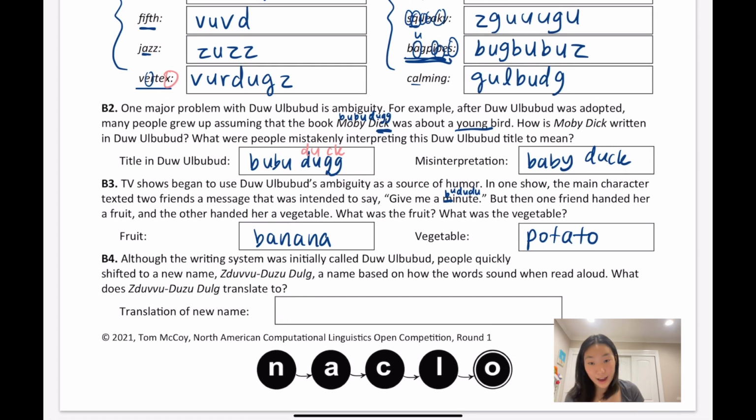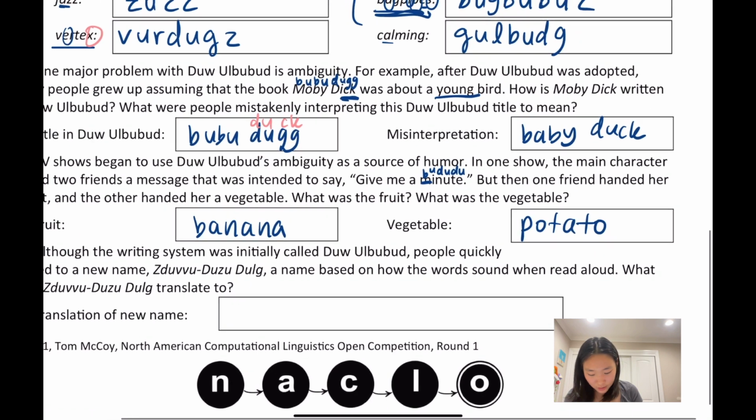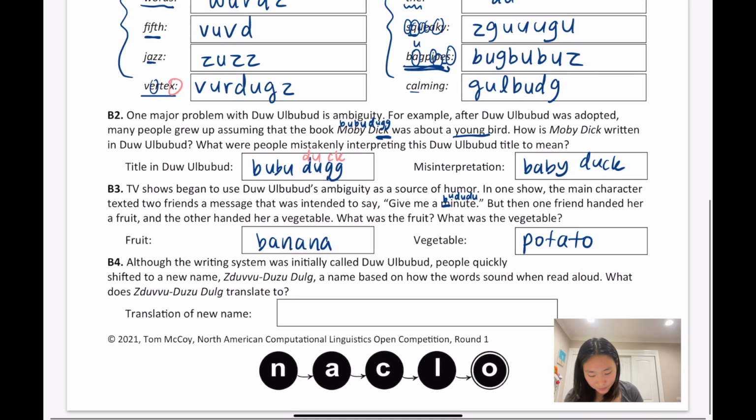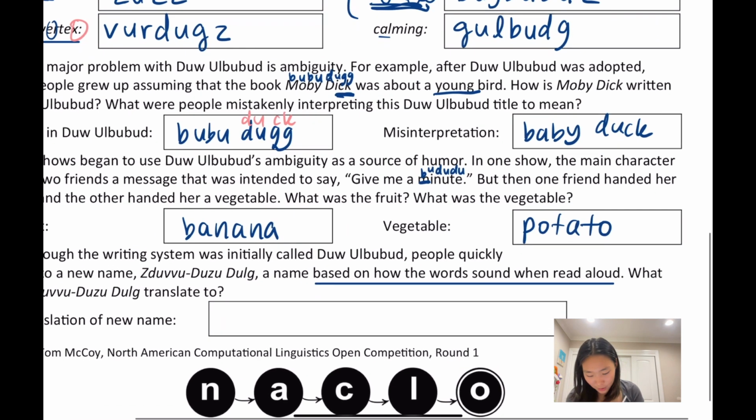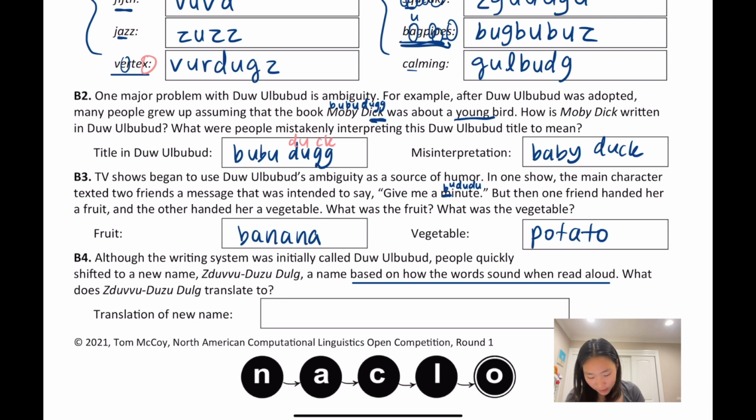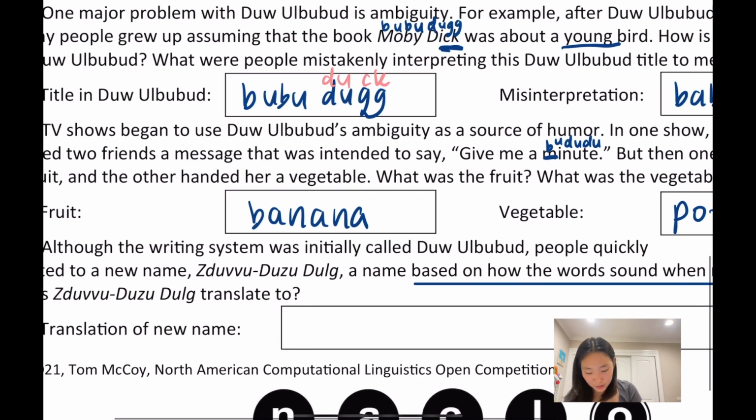Our last task for B4 is, although the writing system was initially called Dul Ol Bubud, people quickly shifted to a new name, Zduvu Duzu Dolg, a name based on how the words sound when read aloud. And it's asking, what does this translate to? Okay, so this actually has something to do with how this word sounds, but at the same time, it's just in this weird alphabet. So let's again start trying to transcribe like we did previously.